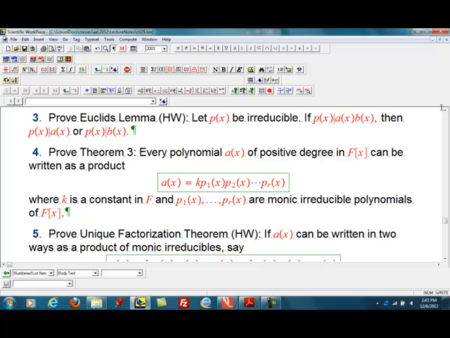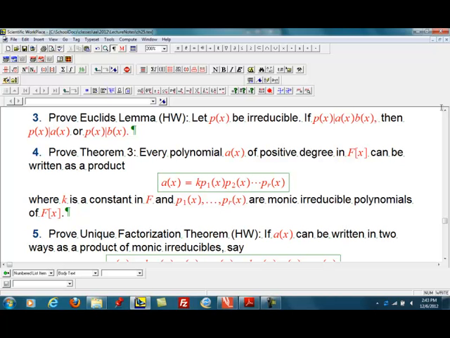Mimic the proof of Euclid's lemma for the integers. Let P be an irreducible polynomial. Assume P of x divides A of x times B of x. Show that P has to divide either A or B. Mimic the proof that they do for the integers. That's in chapter 22, page 221, and the proof is in there. So yours isn't going to be that much longer than theirs. It's a little longer because you have P of x's instead of just P. If you have questions on that, let me know.